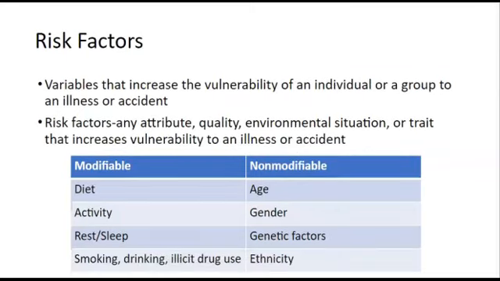Okay, so when we're working with a patient, it's really important to understand that individual's risk factors, because they're just simply not going to be the same for everybody. And these risk factors are going to be split into modifiable and non-modifiable. Modifiable are things like their diet, the amount of activity, rest, sleep, smoking, drinking, drug use. And our non-modifiable are going to be things like age, gender, genetic factors, and ethnicity.